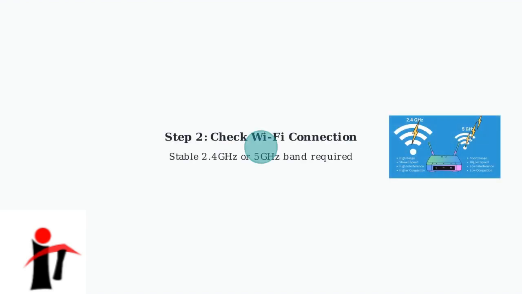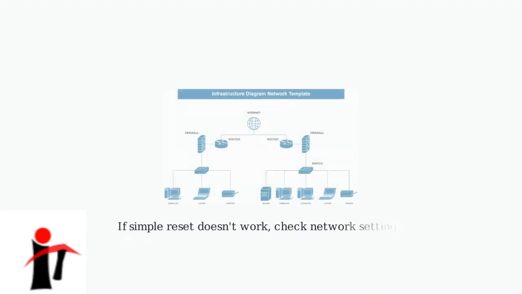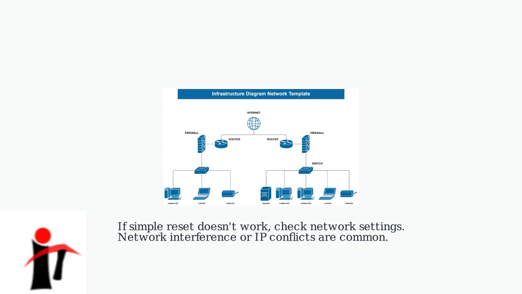Next, check your Wi-Fi connection. Xfinity cameras rely on a stable 2.4 GHz or 5 GHz band. For Rogers users, confirm Ignite TV compatibility and consider using Xfi advanced gateways for optimized mesh networks. A quick app reset will address most issues quickly, or move on to the next section for network or hardware-related fixes. If a simple reset doesn't work, dive into your network settings.